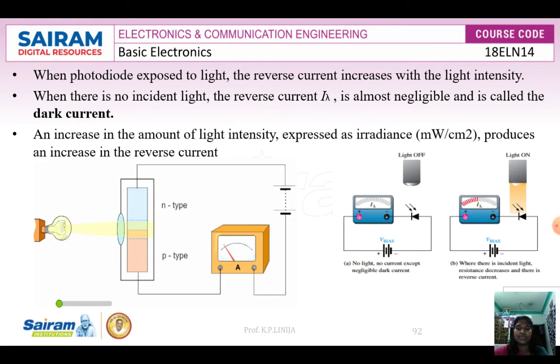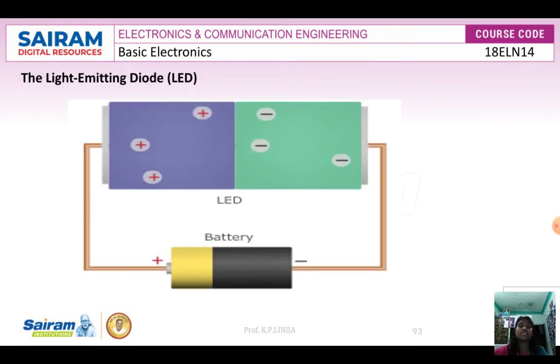Here the ammeter is there, and we can measure the current flow. See here, when there is light, the ammeter is at its maximum value. When there is no light, the ammeter is at a lower value. Next, we will go for the light emitting diode.